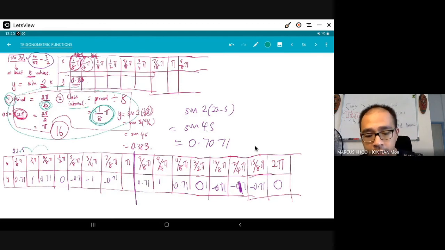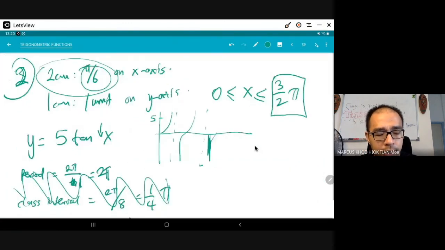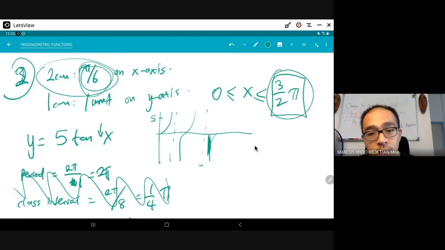But then I realized that this question sudah bagi skala. So maybe we can use the skala to help us. The skala is pi over 6. You will have fewer points, much easier to count, because kamu mau sampai 3 over 2 saja kan. You will definitely find it easier to count. You can try this one lah.